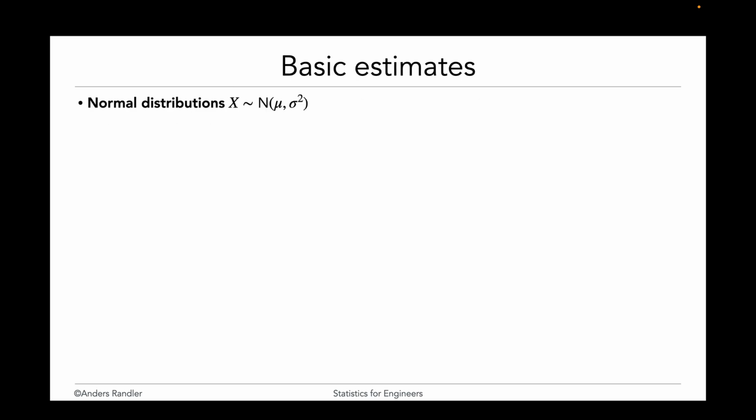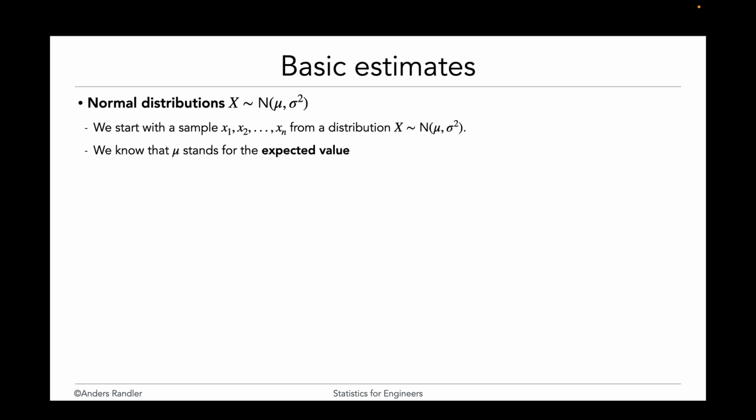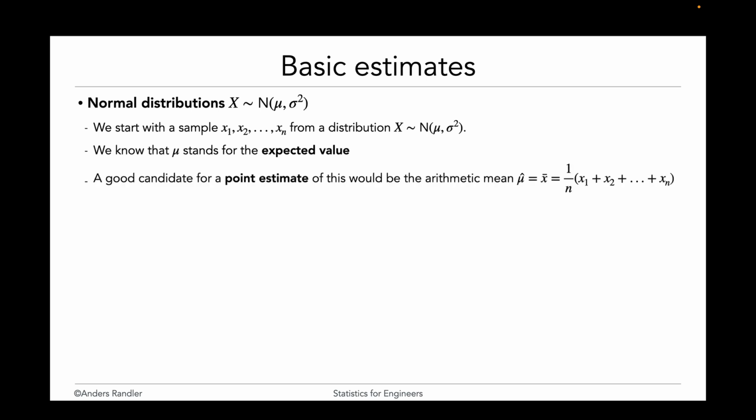Okay, so we need to be able to find estimates. Let's deal with some basic estimates. We'll start with the normal distribution. We start with a sample, x1, x2, etc., from a distribution where X is normally distributed with an expected value of mu and a variance of sigma squared. We know that mu stands for the expected value. And a good candidate for a point estimate of this would of course be the arithmetical mean, denoted by x with a bar on top of it, and you know how to calculate that.